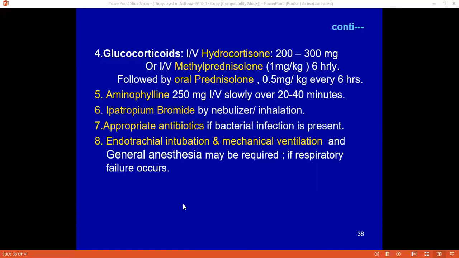Similarly, the patient can be intubated and mechanical ventilation can be given. This can be helpful if respiratory failure is impending, and then general anesthetics are required.